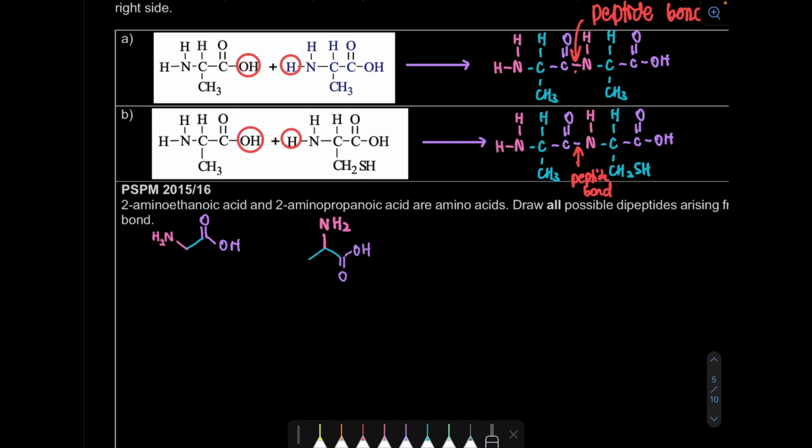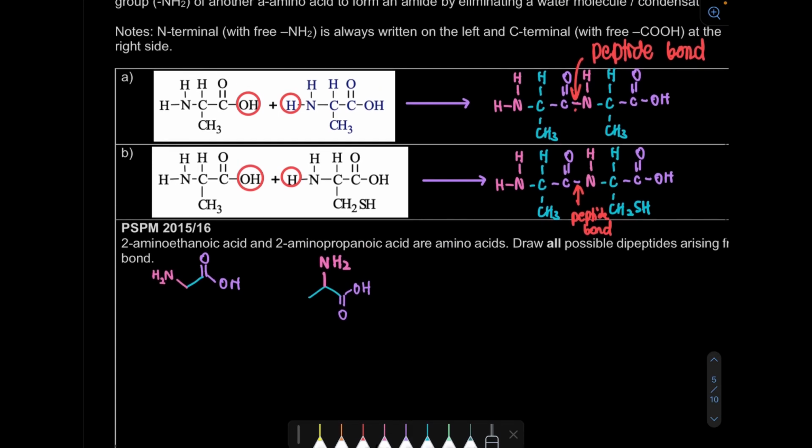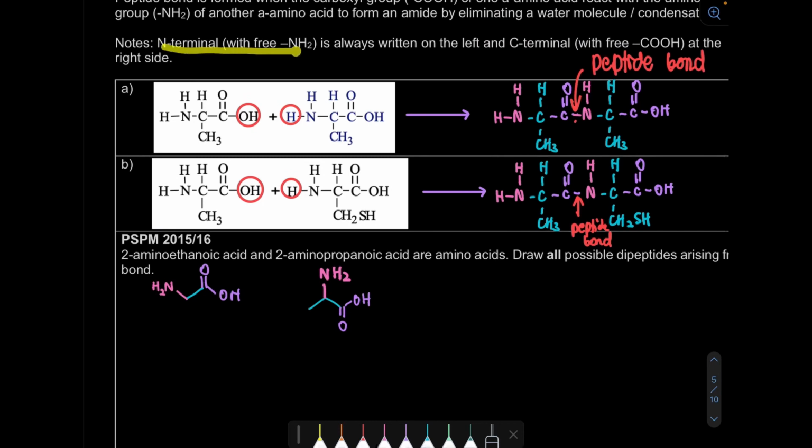But then, as we can see here, what I would like to do is, it's easier if the N terminal is always written on the left. So for example, this is actually the same as if I put NH2 here, bonded to, this is actually our carbon number 2. So this is carbon number 1, this is carbon number 2. So number 2, 1, and this has carbon number 3.